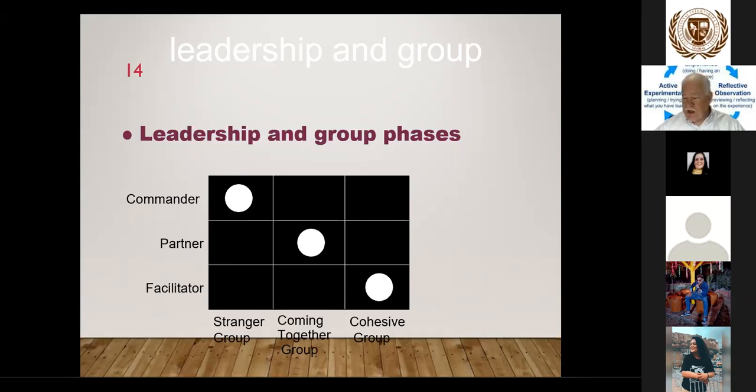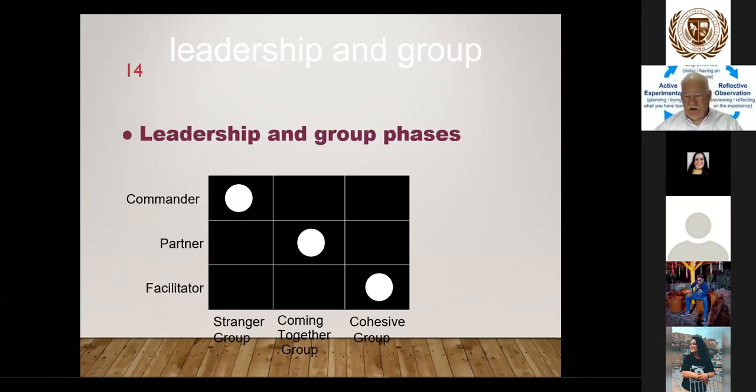And then as the group becomes cohesive, it's real important that you move into a facilitator leadership style, because at that point you need to allow the group to take ownership of their learning, so that you're not directing as a commander, but you're giving them opportunity to take that ownership and drive their learning, and you are there to facilitate, guide, and help to make sure that as they are bought into the learning, that they at least get the objectives that you're after.